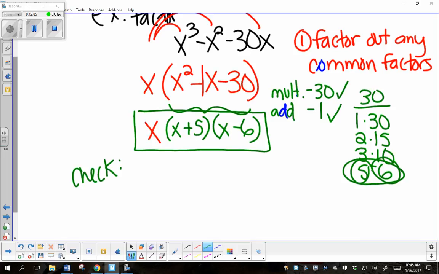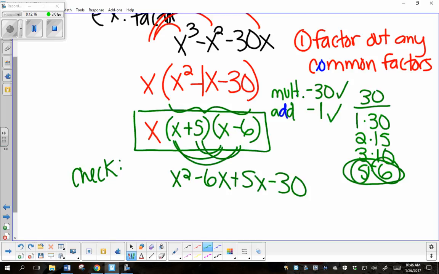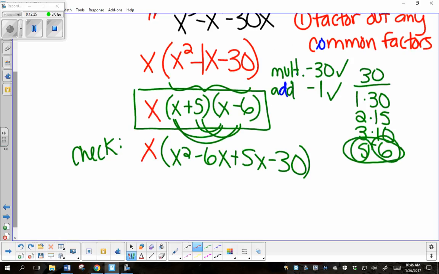We're going to do x times x is x squared. x times negative 6 is negative 6x. Then we have to do the 5 times the x and the 5 times the negative 6. So I multiplied back out those parts in green. Now remember that all still has this x on the outside. You have to bring it down. So if I'm going to multiply this out now, let's go ahead and combine these terms. Negative 6x plus 5x is negative 1x. So I've got x squared minus 1x minus 30.